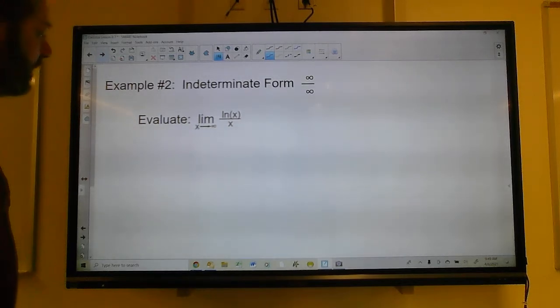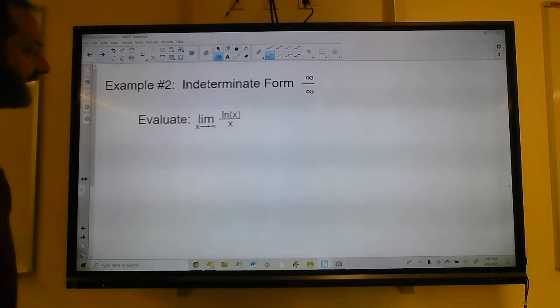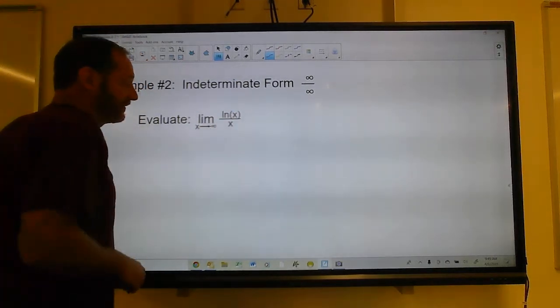Now, this is one where if I try to find the limit as x goes to infinity of the natural log of x over x, as I go to infinity, this goes to infinity, and this goes to infinity, although it takes a long time.